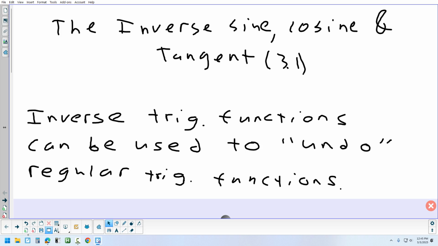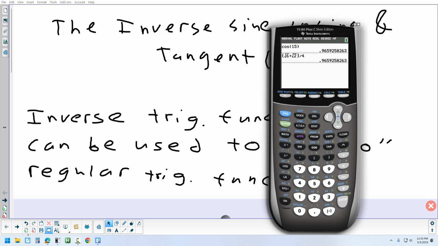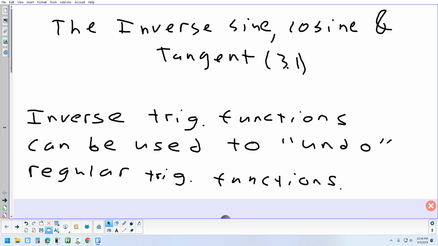So on the calculator, I think some people have noticed it, or maybe they mentioned it. They've seen these buttons, sine, cosine, and tangent, with a -1. And I said we'll talk about those at some point. Well, now is some point. We're going to look at what those are. So the idea of inverse trig is it's used to undo regular trig.